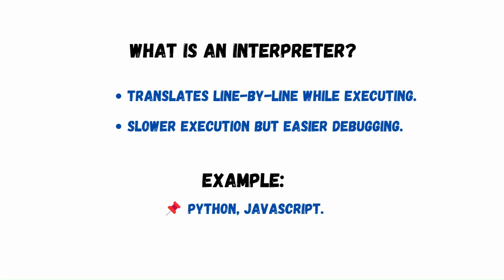Coming to the interpreter. An interpreter translates code line by line at runtime, unlike the compiler. This makes debugging easier since an error stops execution immediately. But it's slower because translation happens while running. For example, Python runs using an interpreter on a .py file. It reads and executes the code one line at a time.